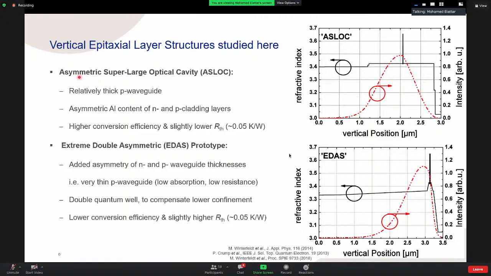So before I move on, I just want to shortly show the epitaxial layer structures that I will be comparing today. So first we have the asymmetric super large optical cavity, or ASLOC, structure. And we also have an extreme double asymmetric, or EDAS, prototype. So what's the difference between them?